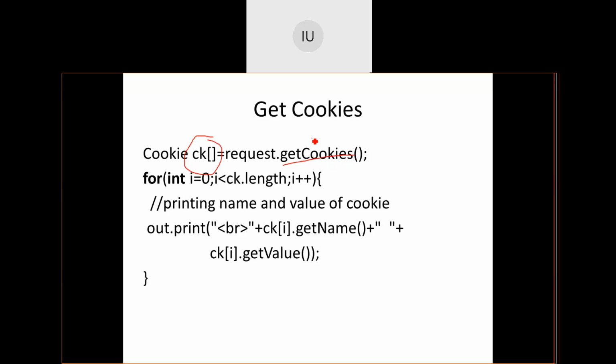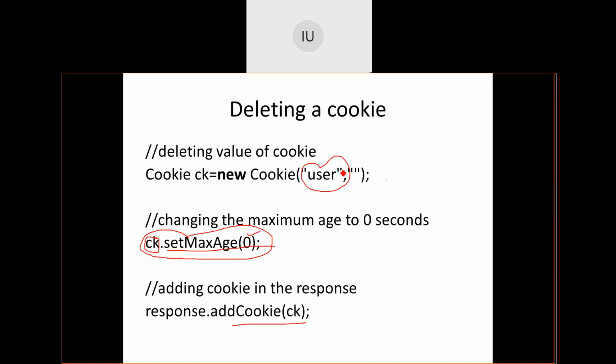So this get cookies will give me all the cookies that are available. But if I want to have the value stored in a particular cookie, then what you can do is you can have the accessibility of that particular cookie using the name with which you have stored the value. Okay, so we will see an example for this.